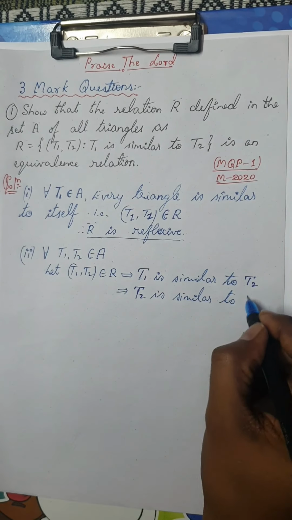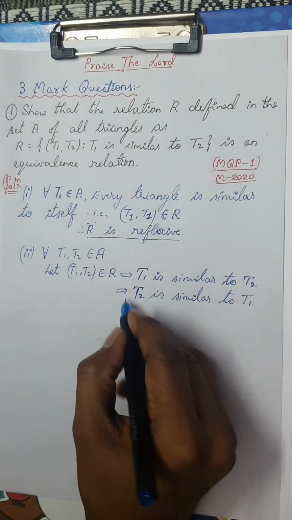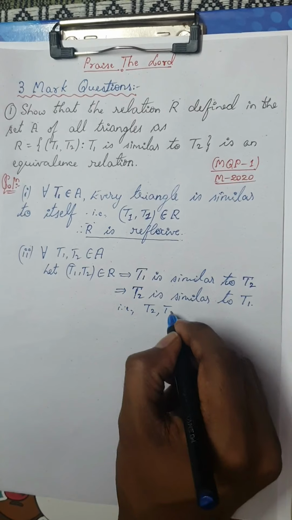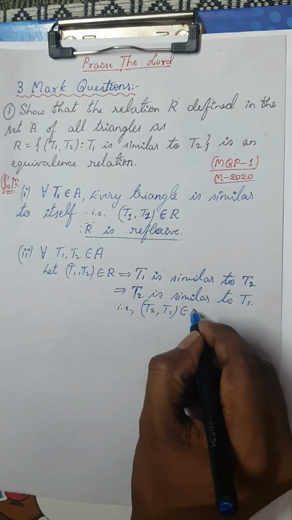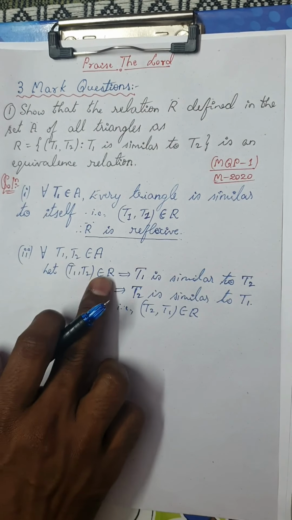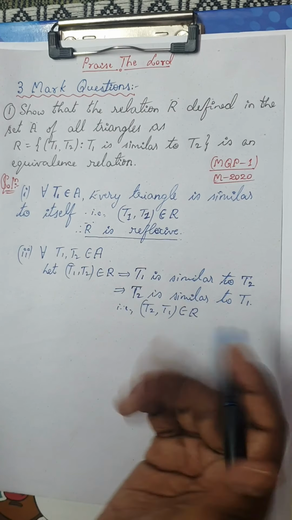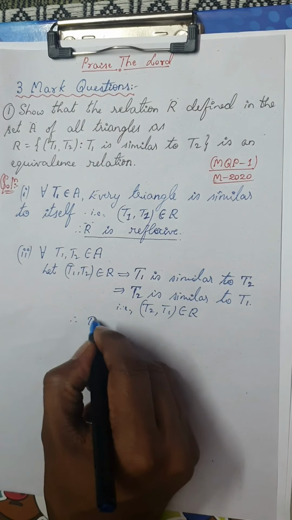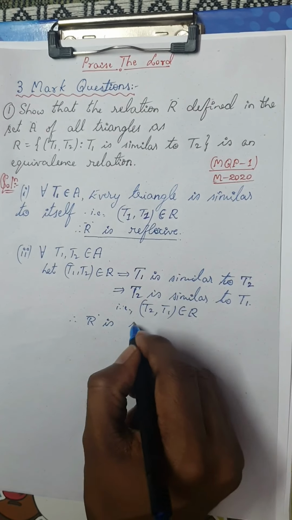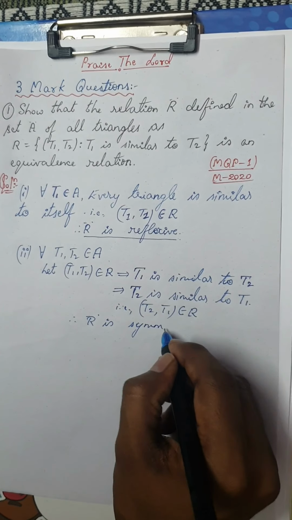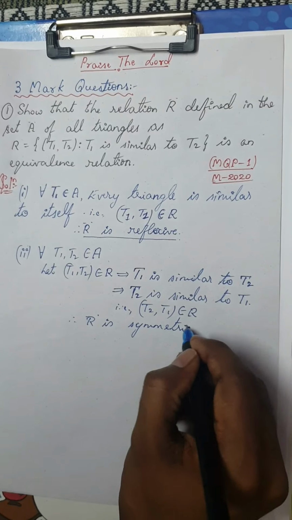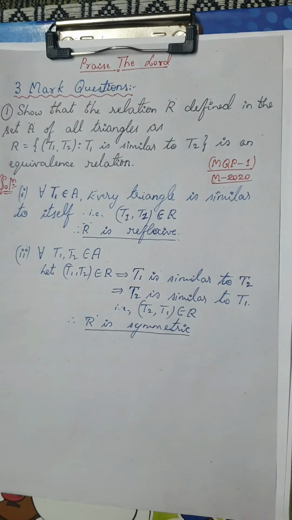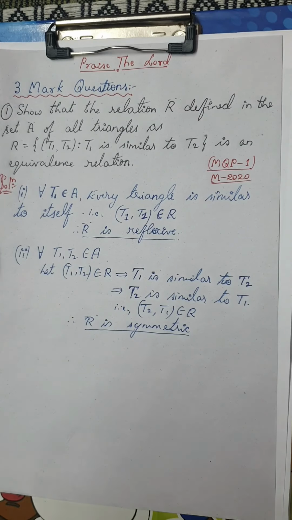T2 is similar to T1. That means I will get (T2, T1) belonging to R. So I consider T1, T2 belonging to R, and I got (T2, T1) belonging to R. Therefore, R is symmetric. Again, very simple. You are not going to write any formula here. You are just going to use the condition for reflexive and symmetric.